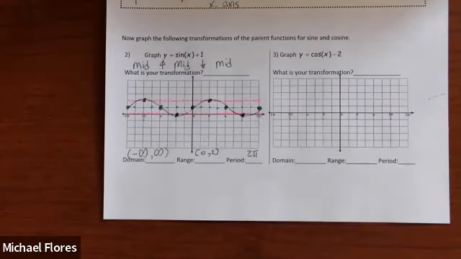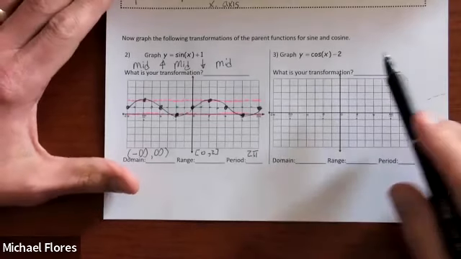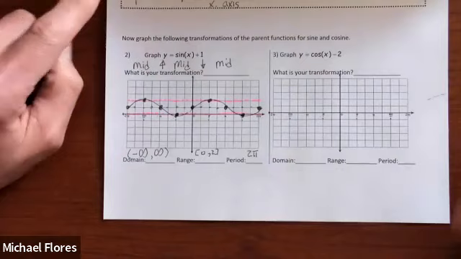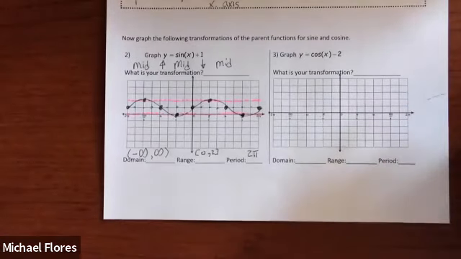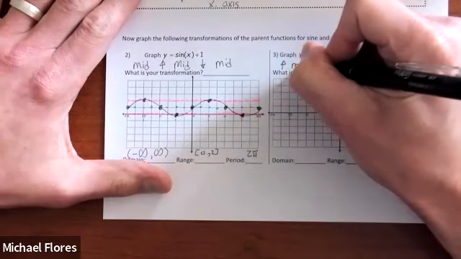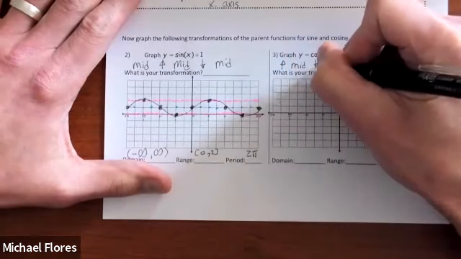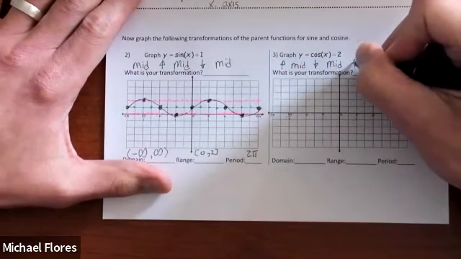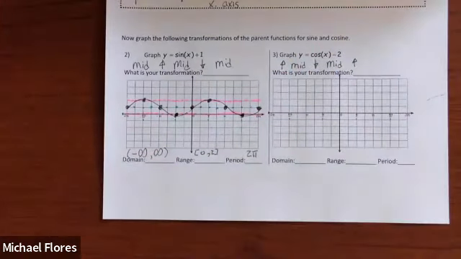Now we're going to graph a cosine wave that has a translation shift down of 2. Before we do that, let me write down what the pattern is of cosine waves. They start up, middle, down, middle, up, and then it would repeat over and over and over again.